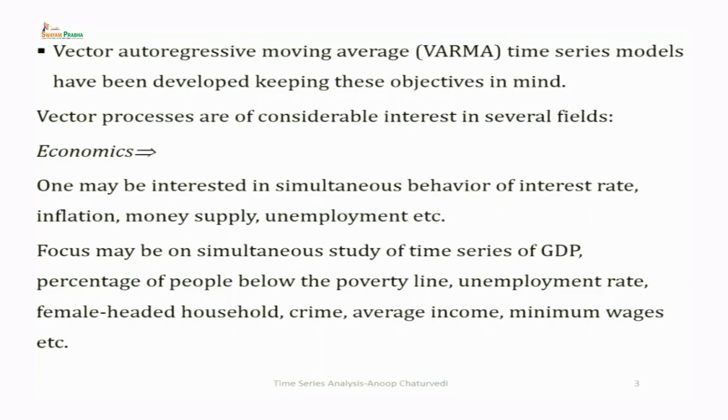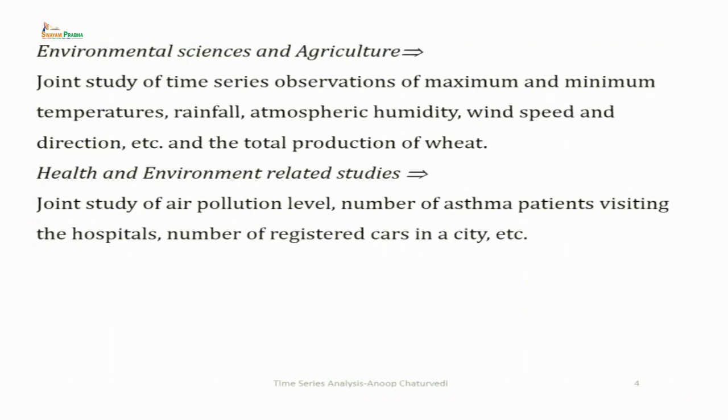So, this kind of dynamic behavior may be of your interest. Then in environmental sciences and agriculture, a joint study of time series observations of maximum and minimum temperatures, rainfall, atmospheric humidity, wind speed and direction, etcetera. These variables may affect each other, and then you have time series observations on these variables. And then there is one more variable which may be of your interest, say total production of wheat.